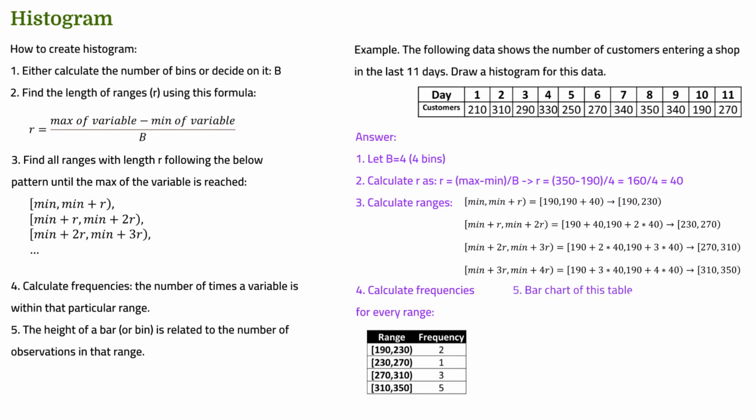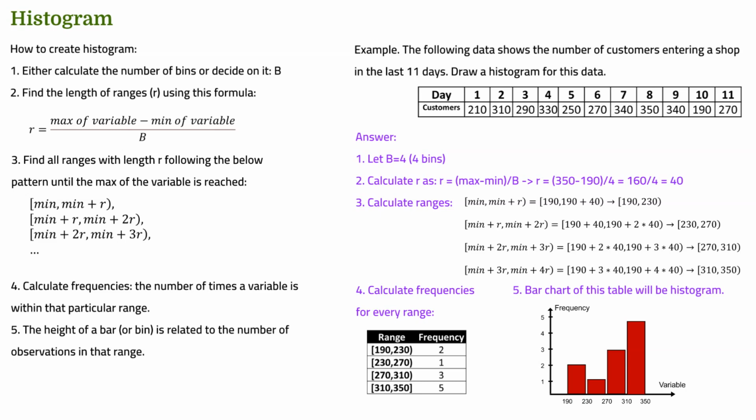Step 5, the bar chart of this table will be the histogram. And here's how it looks. All ranges are on the horizontal line. And as you can see, in the first range, we have 2 observations, so the bar went up 2 points.